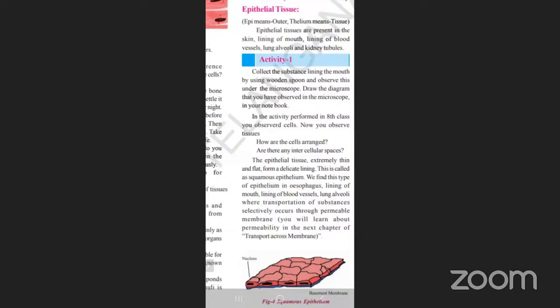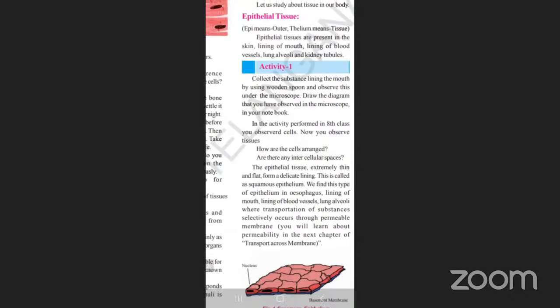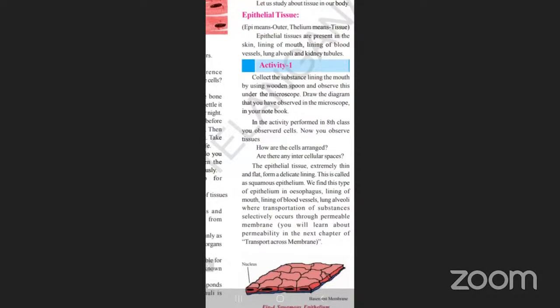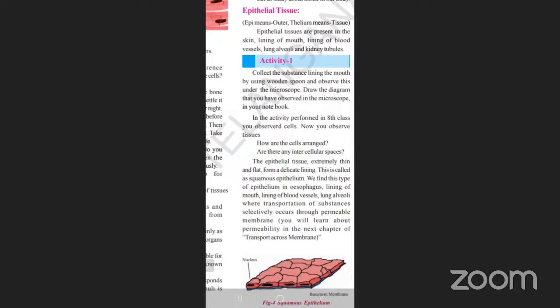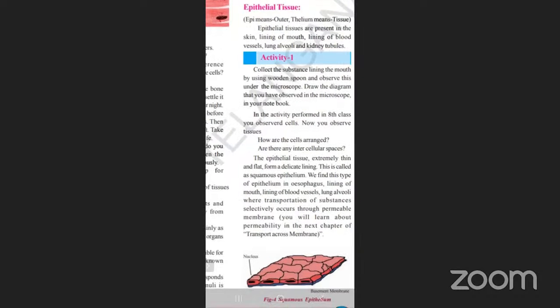So we have to write precautions. After that, we have to write the observation. After that, the result. After that, we have to write our own opinion on that particular activity. Here, collecting the lining of the mouth is the main task.